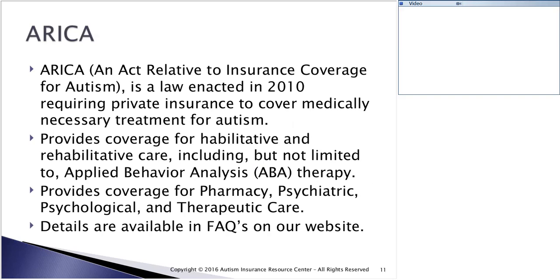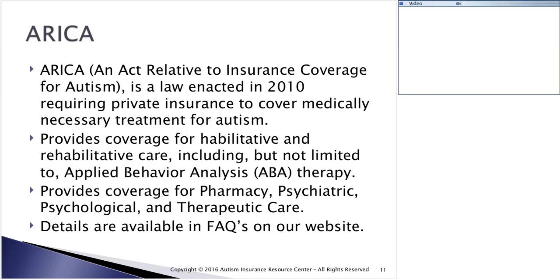So I'm going to talk now about ARICA and what that law does and why that is important, and why that may influence a family or someone wanting to try to keep an adult on a private insurance plan. ARICA is the acronym for the law that was enacted in 2010, An Act Relative to Insurance Coverage for Autism. It requires private insurance to cover medically necessary treatment for autism.